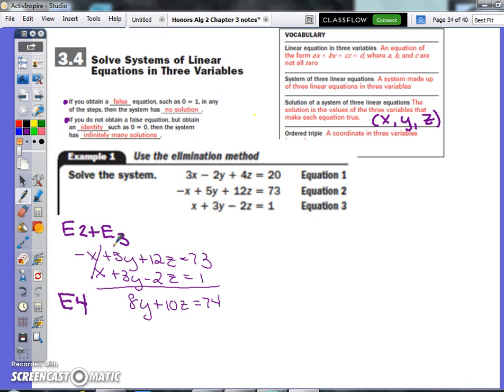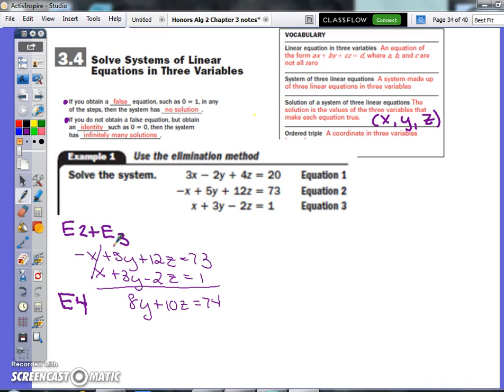So let's remove x again because we have to jump down to get to only two variables. You have to find another equation where we get rid of the x's so that we only have y's and z's, because we're going to come up with equation 5. Equation 5 should only have a y and a z in it, and that's information we've dealt with before.